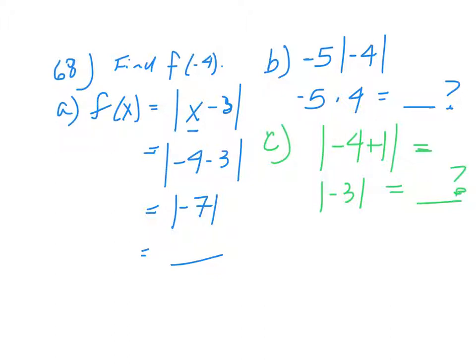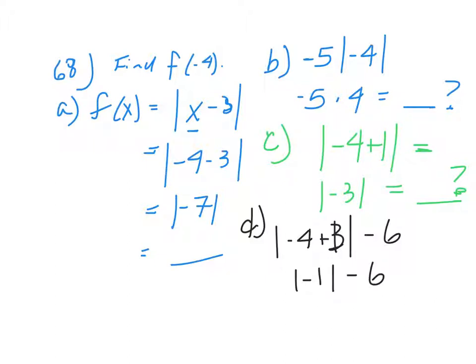And finally, D. D says the absolute value of negative 4 plus 3, plus 3 minus 6. Again, we have to do what's inside here first. Negative 4 plus 3, negative 1. Absolute value of negative 1, minus 6. What does that equal? Put that down, and you will have completed your work for classwork number 4.